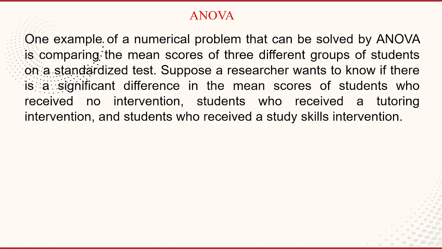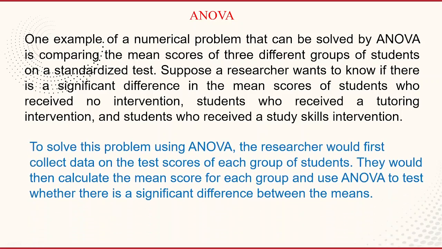Suppose a researcher wants to know if there is a significant difference in the mean scores of students who received no intervention, students who received a tutoring intervention, and students who received a study skills intervention. To solve this problem using ANOVA, the researcher would first collect data on the test scores of each group of students. They would then calculate the mean score for each group and use ANOVA to test whether there is a significant difference between the means or not.